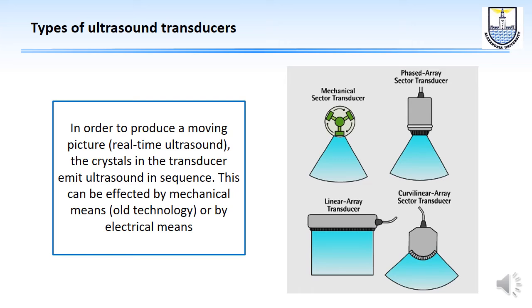At the beginning, of course, ultrasound could only generate a picture, but after that, it now generates a video. You can see the fetus while it's moving. So you can move the crystals like this, or you can start firing the crystals in sequence by playing with electricity. You fire one crystal and then the other and the third and so on, with different sorts of transducers like the phased array sector transducer, linear array transducer, and now most of the machines have a curvilinear array sector transducer.